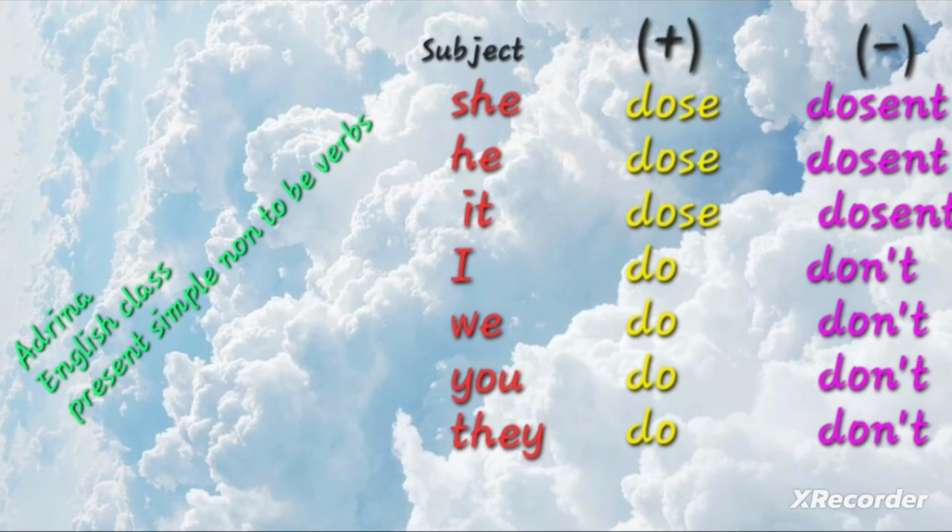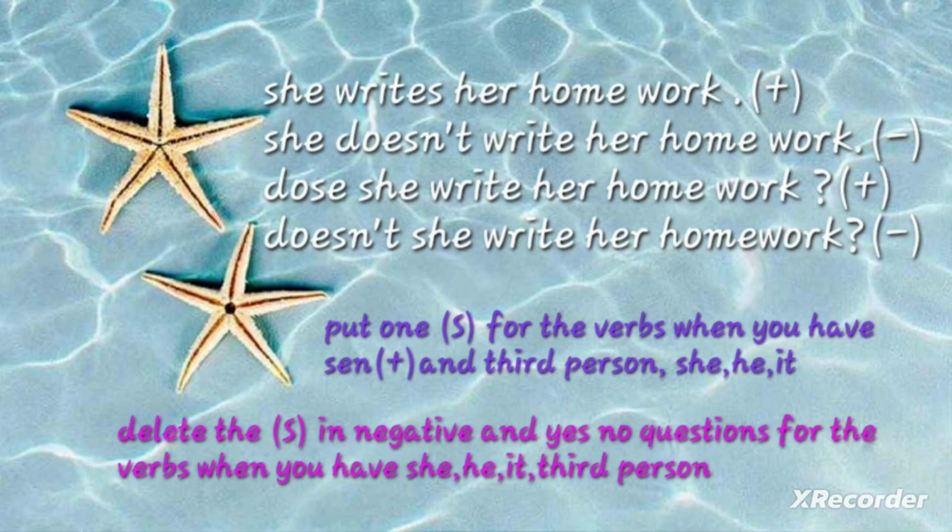For she we use does, he does, it does. I do, we do, you do, they do. And the negative format: she doesn't, he doesn't, it doesn't, I don't, we don't, you don't, and they don't. Some examples about she, he, it, and the third person.